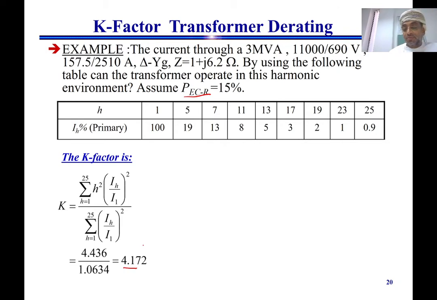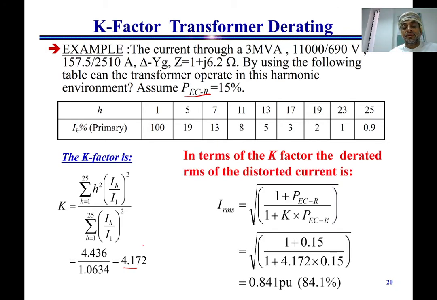Okay, so again you will find the K factor from the harmonic current and from the harmonic order. It is found to be 4, so that is the K factor. Then you will find the derated current using this K factor. It will be 84%.